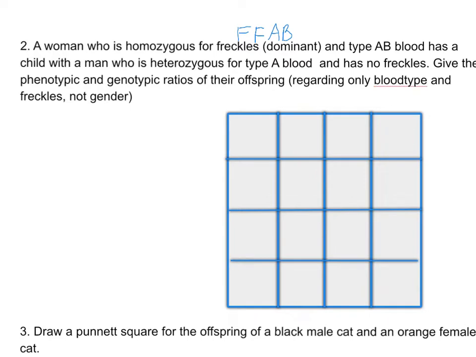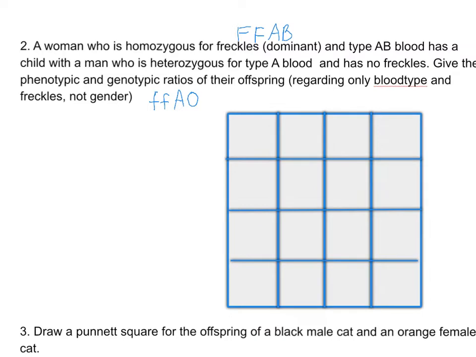Now we have a man who is heterozygous for type A blood and has no freckles, so we'll do the freckles first. If he has no freckles, his genotype must be little f, little f, and he's heterozygous for type A blood, so he has an A. Since he's heterozygous, the other allele must be O, because O is recessive. And if he was big A, then he would be homozygous rather than heterozygous. Okay, so now we have the genotypes of our parents.